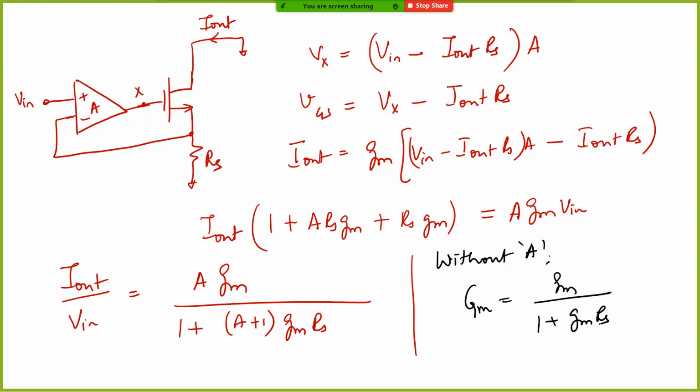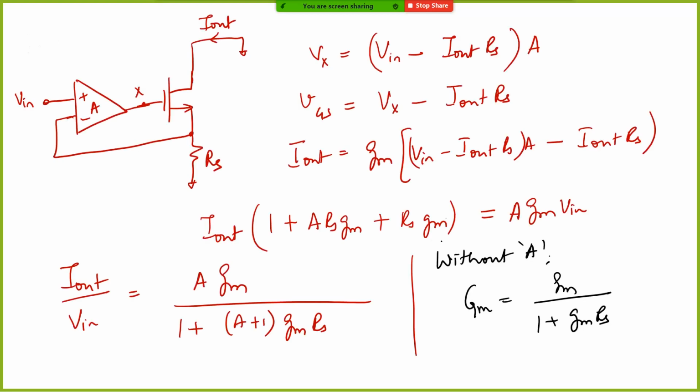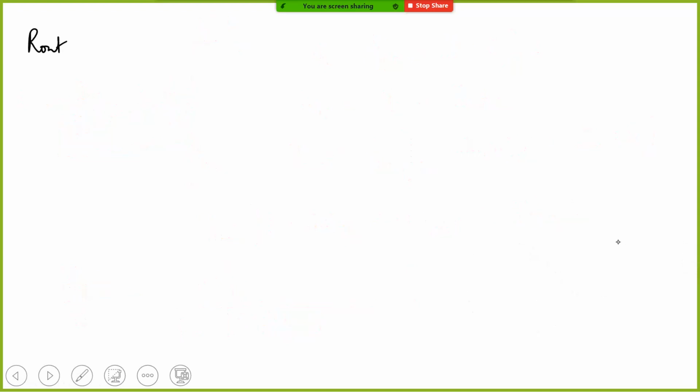But on the other hand, what about the output impedance? Because source degeneration will always reduce your transconductance. Now because of the factor of A, the GM with the regulated cascode will be better than the GM without the amplifier. Now what happens to the output impedance? You can similarly find it out. I'll not redo the analysis. Basically, all you need to do is take the same circuit.